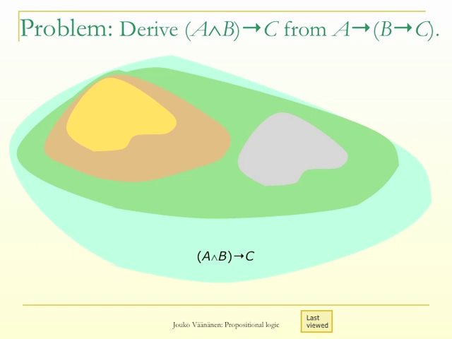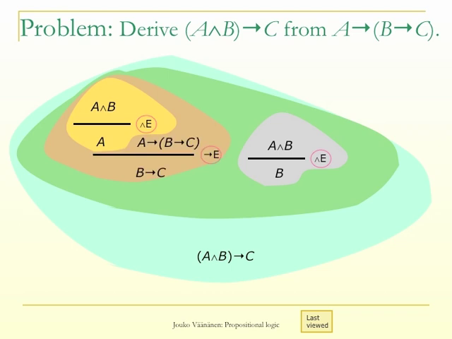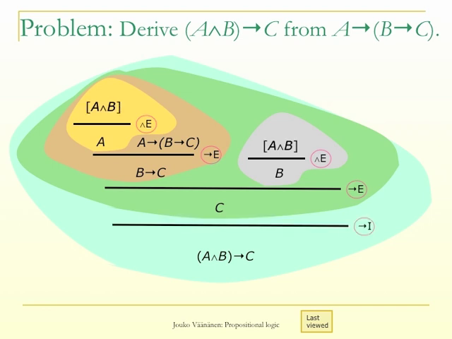We want to derive an implication, and we have a conjunction as a temporary assumption. We use the conjunction elimination rule twice to get first A and then B. Then we use the assumption to get B implies C, and then finally C. Now the implication introduction rule finishes the job.